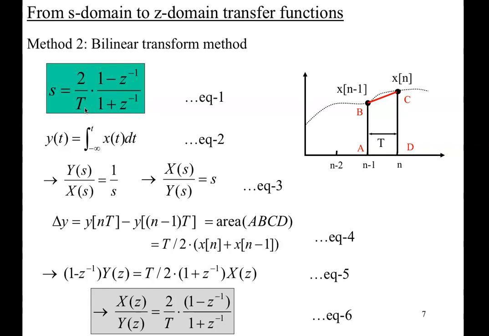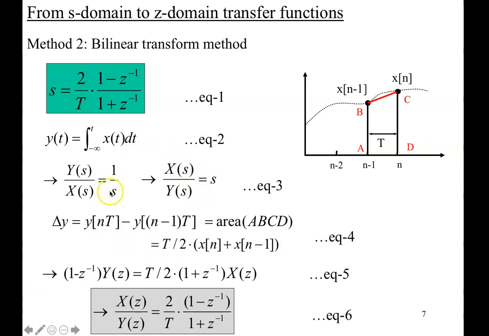Method number 2 is called the bilinear transform method. In this approach, the equation number 2 here is 2 divided by the time interval, or the sampling interval. Time interval, sampling interval, sometimes we use different terminologies for the same thing. And then you multiply this by (1 minus z to the power minus 1) over (1 plus z to the power minus 1). If you replace every single s in K(s) by this equation, again you end up with a z transfer function, which is ready for implementation.